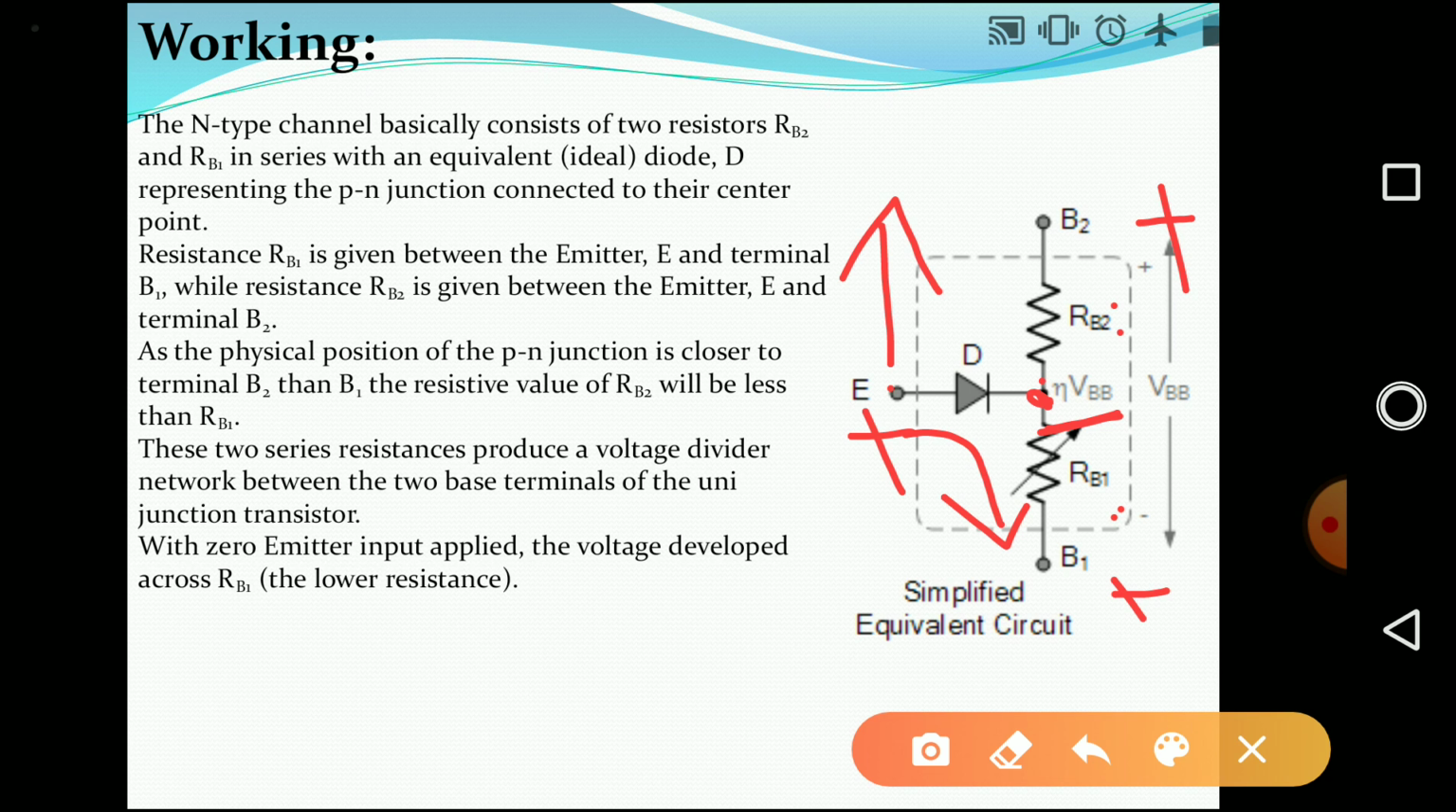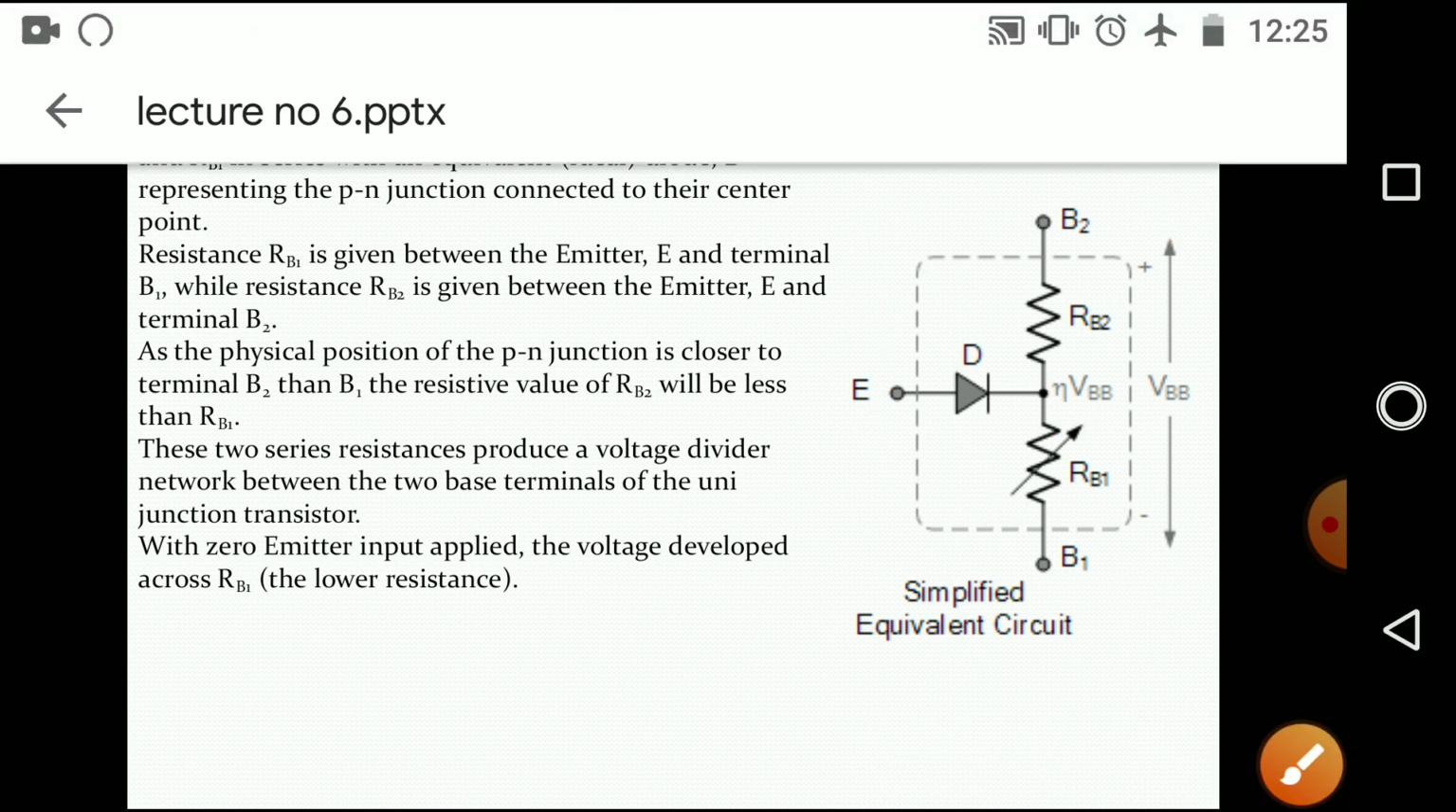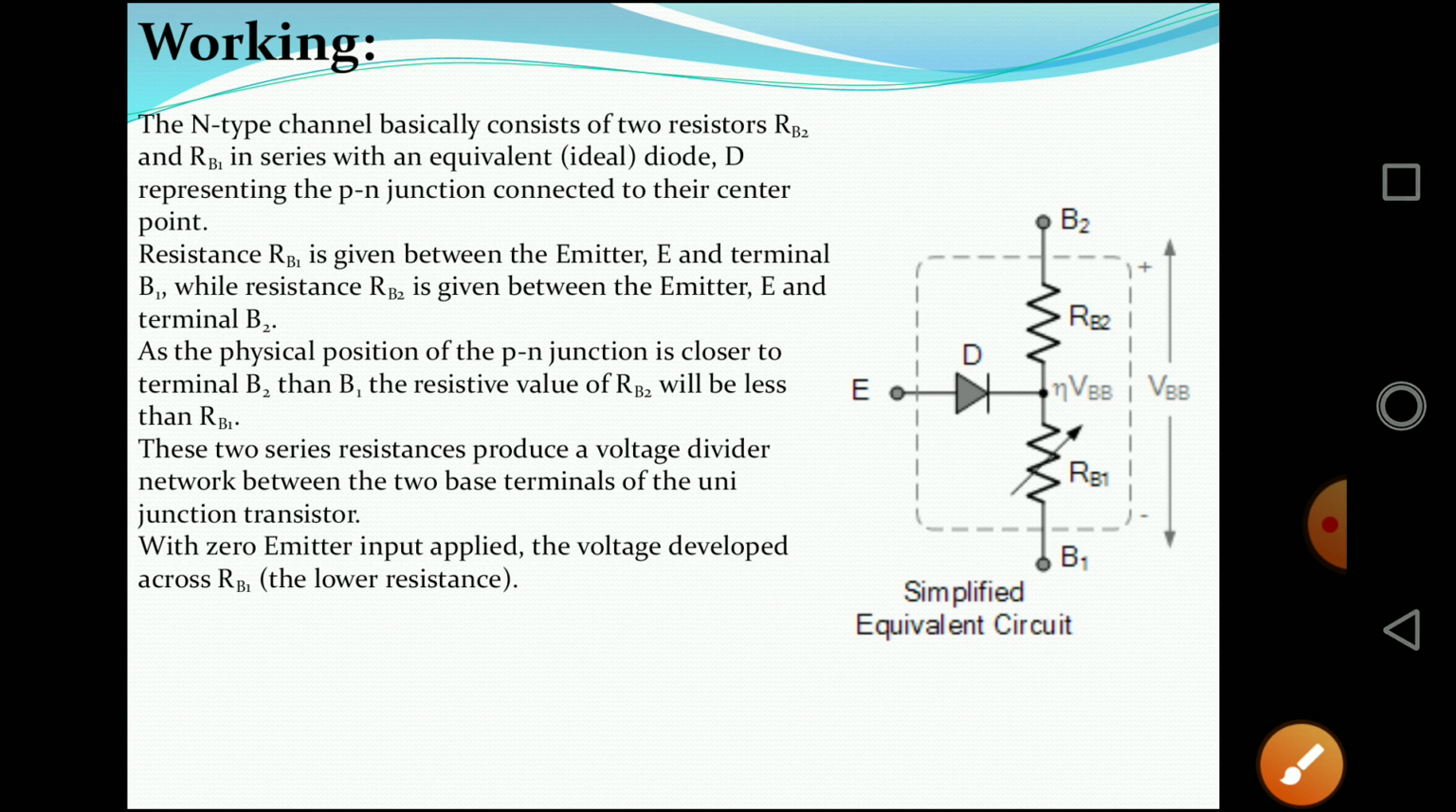So whenever a UJT needs to be turned on, a voltage across emitter to B1 needs to be applied, and that voltage should be more than the voltage developed across RB2 and RB1, the drop created by VBB across these two resistors. Once the voltage across the diode increases beyond the voltage drop across the resistors, the diode turns on, and then the UJT also starts conducting. As the UJT conducts, there is a flow of current from emitter to B1.